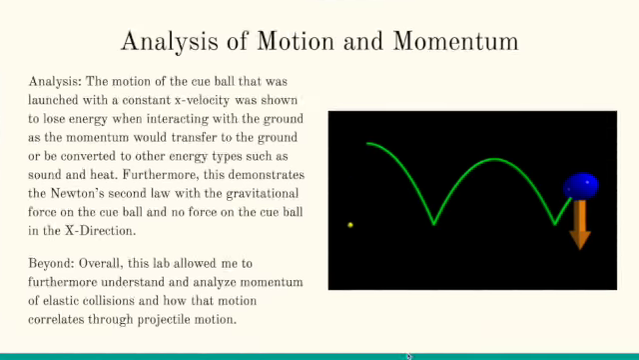So we can analyze the motion of the cue ball that was launched as a constant acceleration, and it will lose energy when interacting with the ground, and the momentum would transfer to the ground, converting into energy types such as sound and heat. Furthermore, this demonstrates Newton's second law, with the gravitational force on the cue ball having no force on the cue ball in the x direction.